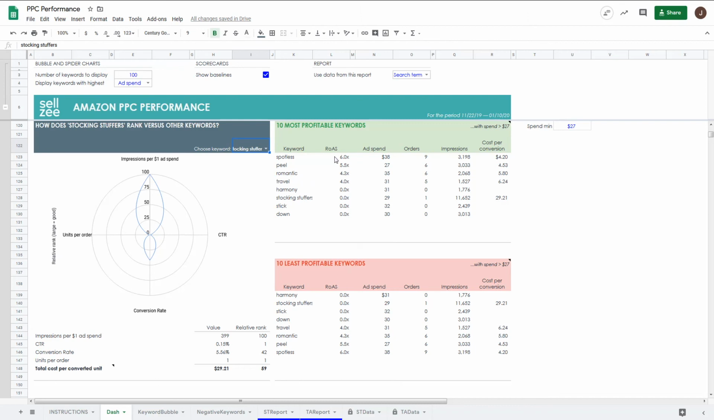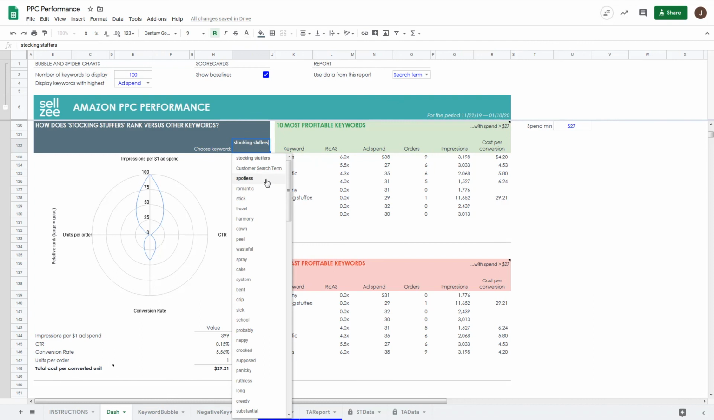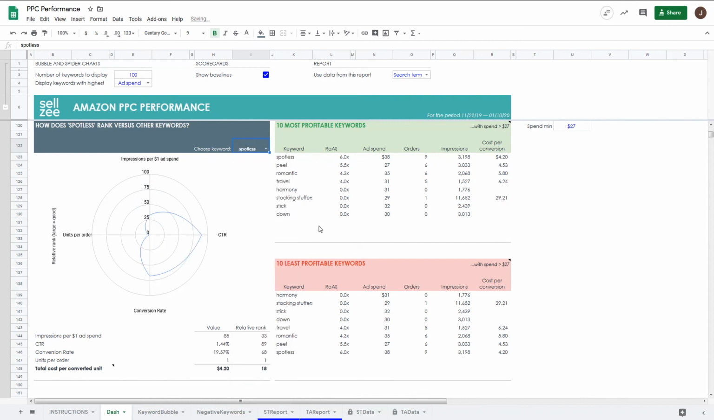Now, off to the right here, you're seeing some ideas of keywords that you might want to dissect further in the radar chart. You're looking at the top 10 most profitable keywords in the green table and the least profitable keywords in the red table. In the most profitable keywords table, you might want to take a look at that first one, spotless. So let's grab spotless on the radar chart.